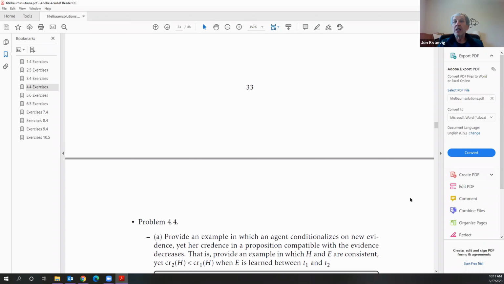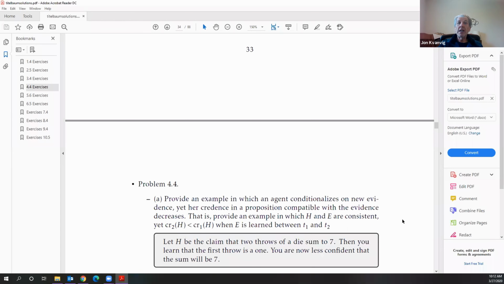Provide an example in which an agent conditionalizes on new evidence, yet her credence in a proposition compatible with the evidence decreases. That is, provide an example in which H and E are consistent, yet the later credence is lower than the earlier when E is learned between T1 and T2. It almost looks like too easy a problem, because obviously you should be able to acquire negative evidence that's consistent with the hypothesis you're trying to test. So it shouldn't be that hard.